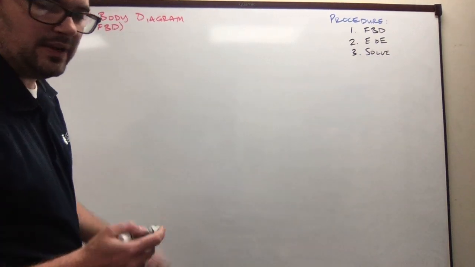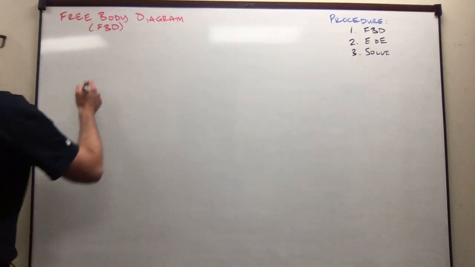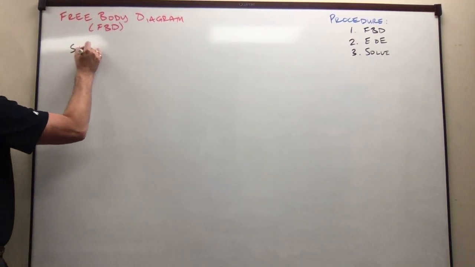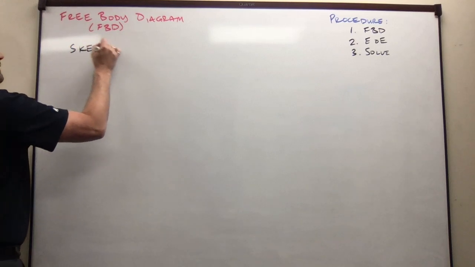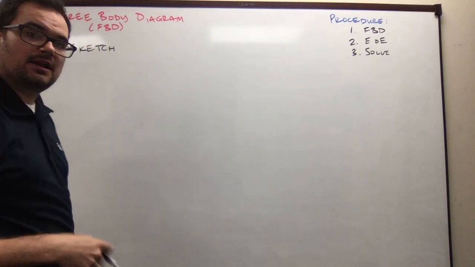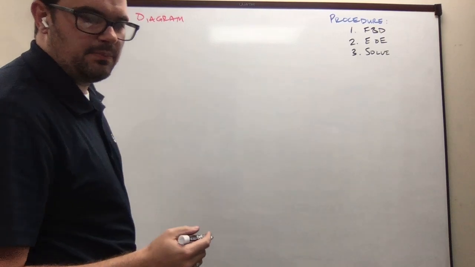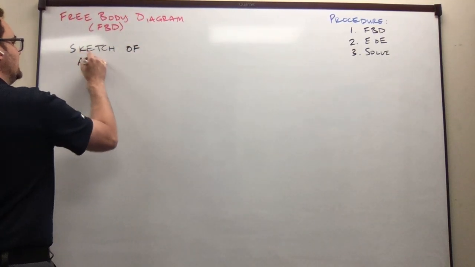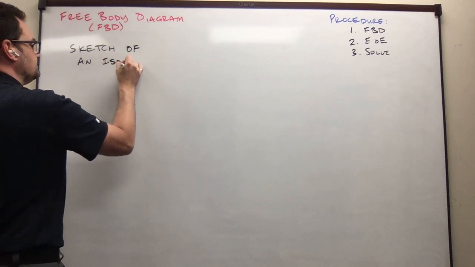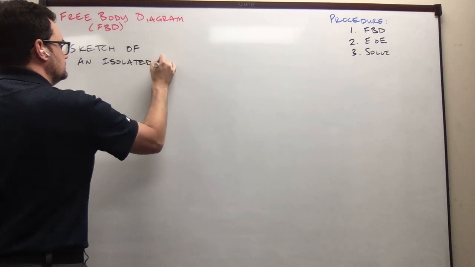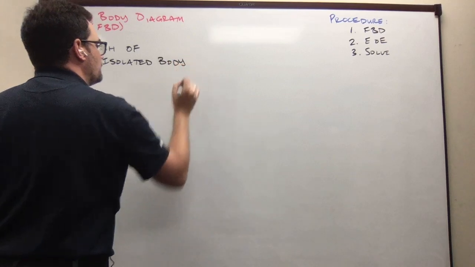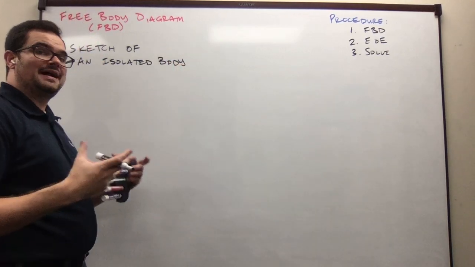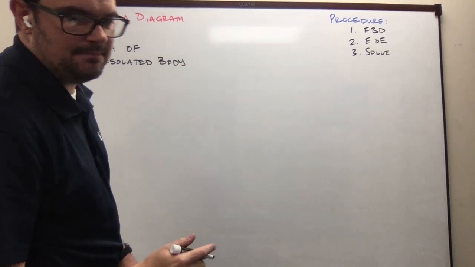In order to draw it, we need to know what it is. And basically this is going to be a sketch. So we're looking at reality, we're generating a mental model, and then we're going to share that mental model through a picture or a sketch. It's a sketch of an isolated body. This is what we mean by the free part. We're looking at the body all by itself with nothing else going on around it.